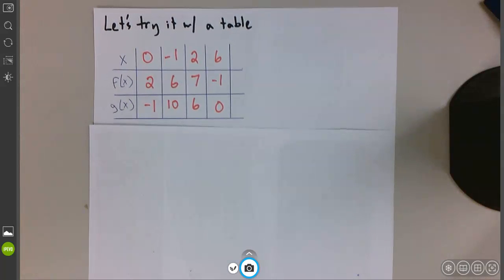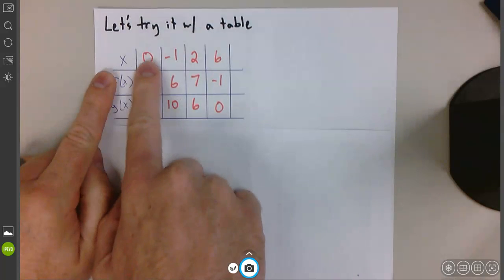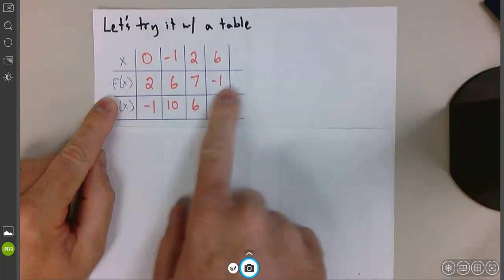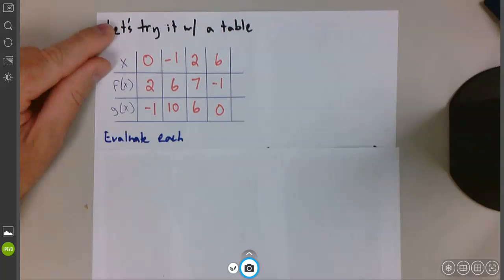Right, we learned yesterday, and I showed you guys when we were checking to see if it was a function or not, we were looking at tables, graphs, points. So those are all different relations that can be a function. And we have something like this. So I have my x's. These are my inputs. These are my outputs for the f function. These are my outputs for the g function.